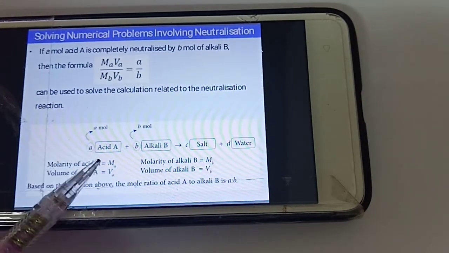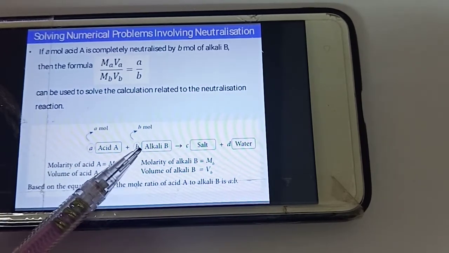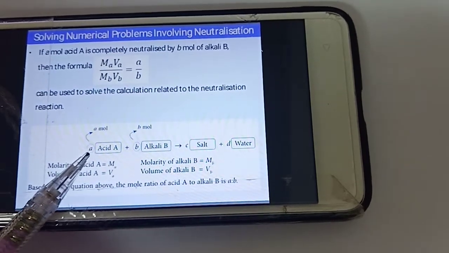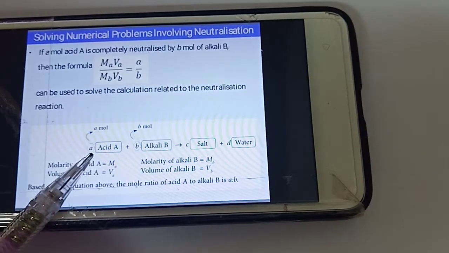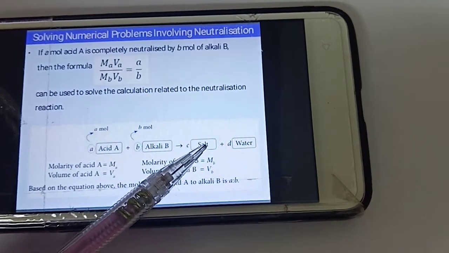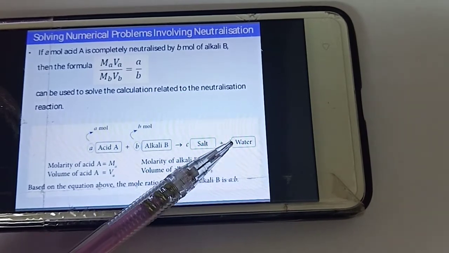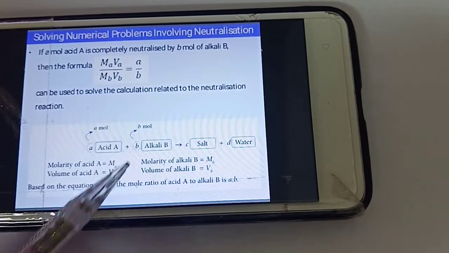So usually if we want to balance the equation, we would put a number in front, right? So the number is called the mole. Let's say HCl reacts with NaOH to produce NaCl plus H2O. So the number in front is the mole, right?